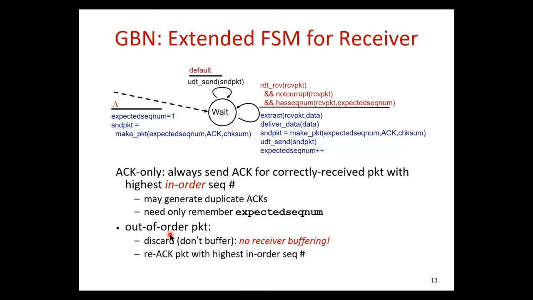So I said earlier, if the packet is out of order, meaning if there's a gap, discard it, do not buffer it, do not try to save the packet, and then send back again the ACK of the highest in-order sequence number. In this example, it sends back ACK of 1.